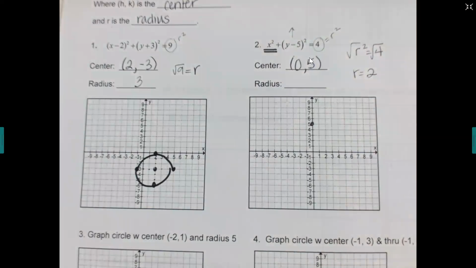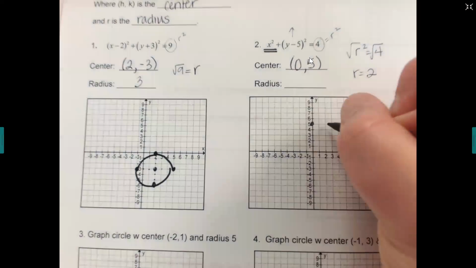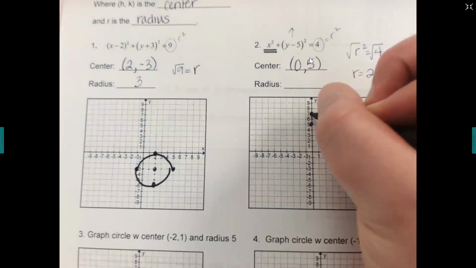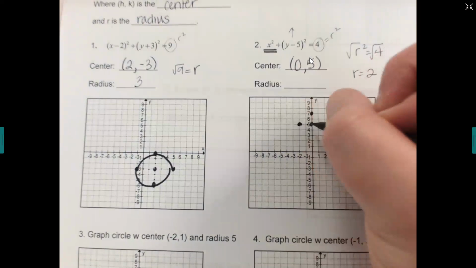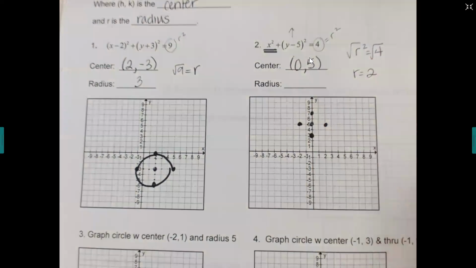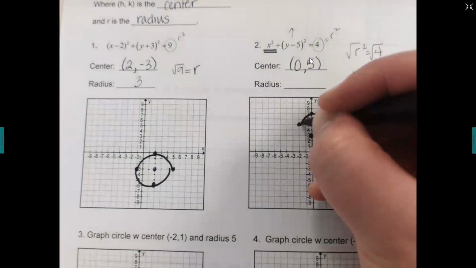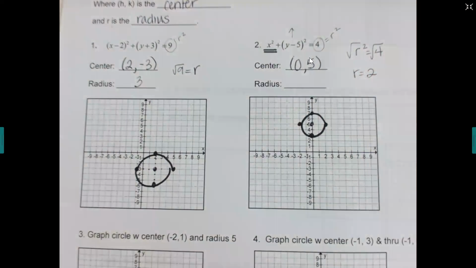Take the square root and my r is 2. And then remember, how do you get your radius? You're just going to go 2 to the side, 2 up, 2 down, all the way around. So I'll count 2 this way, 2 this way, 2 this way, 2 this way. And then just draw your circle. Make sense?